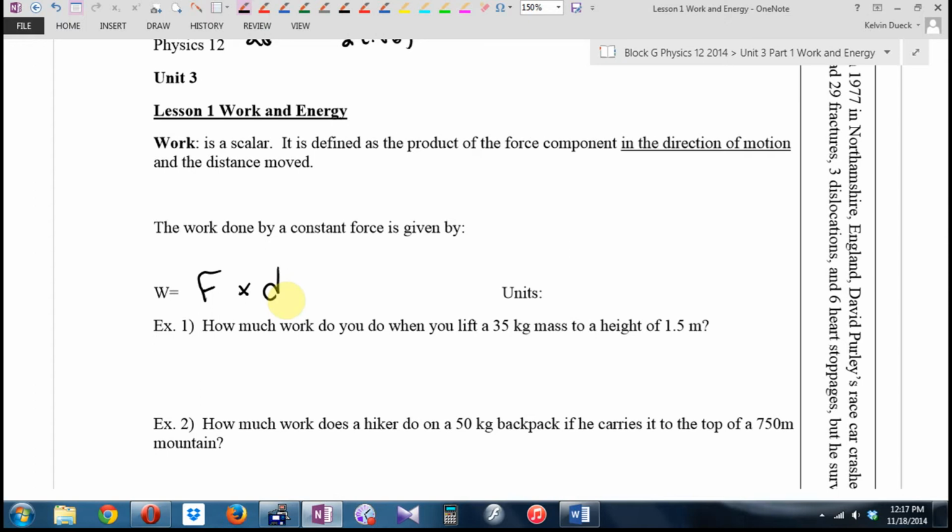Who remembers what the units for work were? Well, first of all, it would be a Newton meter, because force times distance, but we've given a Newton meter a special name. Who remembers what we measure work in? Joules.